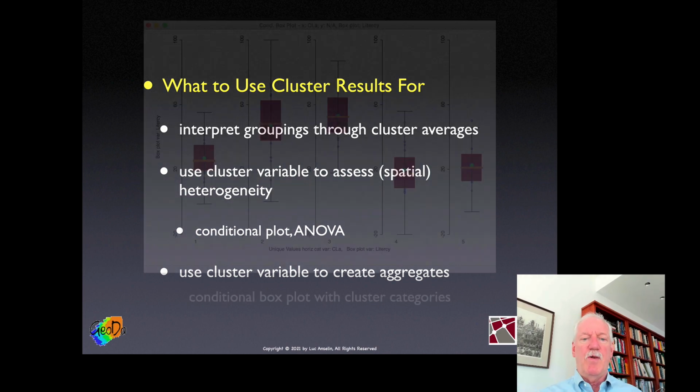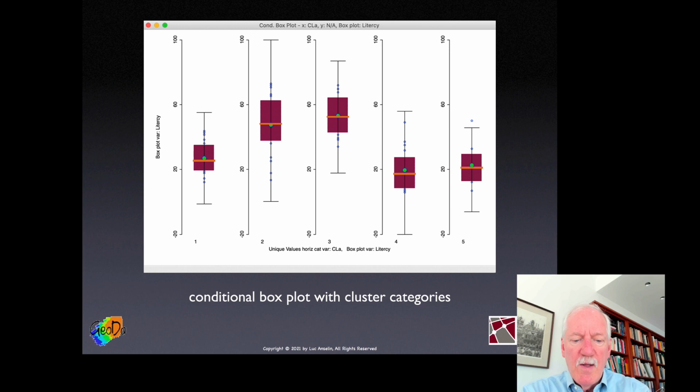And for example, this is a conditional box plot that's available in GeoDa. So for each, this variable is literacy. There are 5 clusters. Each cluster has a categorical tag. I mean, these numbers don't mean anything. 5 is not more than 4. It could be A, B, C, D, E. They're pure categories. They're different clusters.